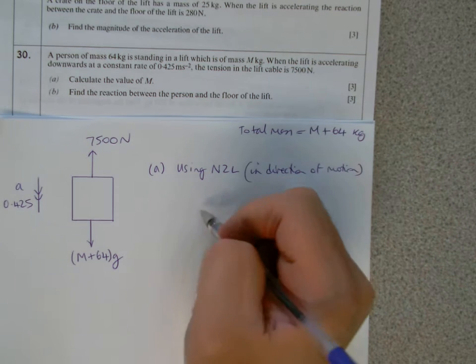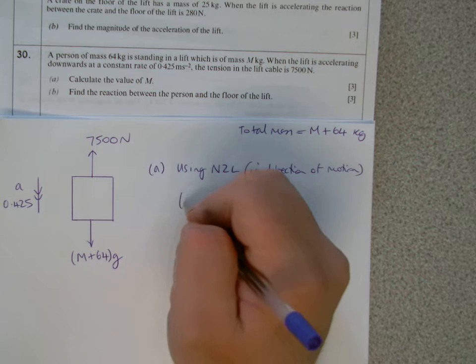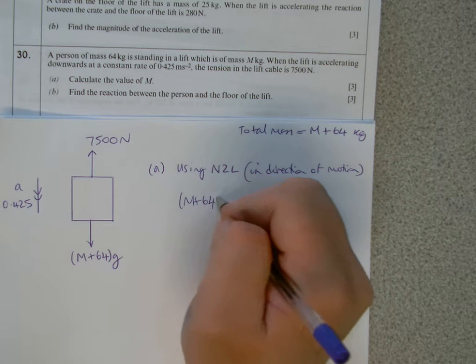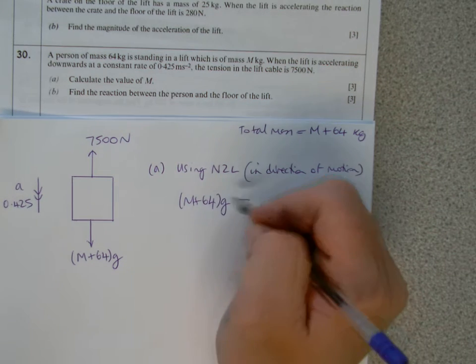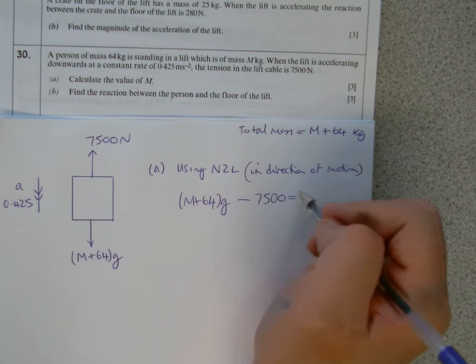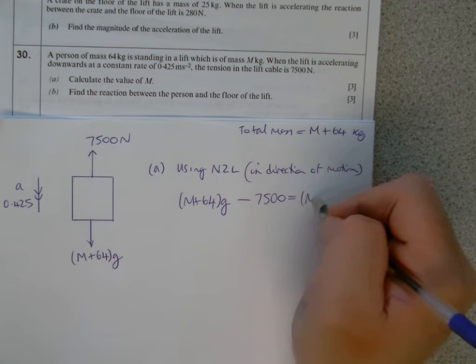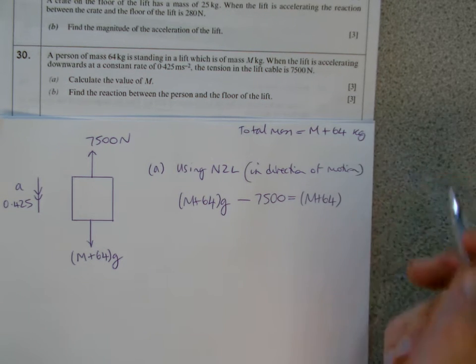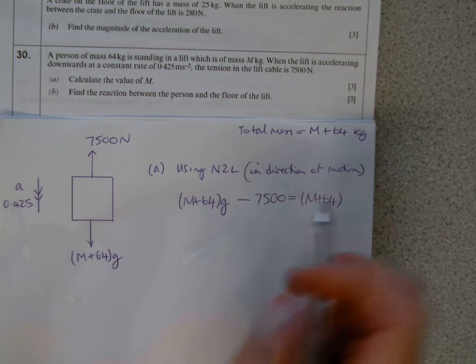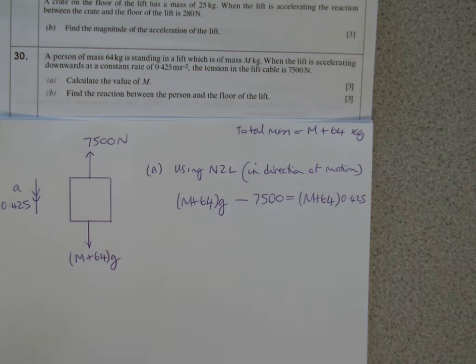Okay, so this will be the leading force, won't it? Because we're going downwards, so m plus 64 g. Take away then the tension, because it's going the opposing way, 7,500. It's sort of pulling it back, isn't it? And that will equal the mass, which is m plus 64, times the acceleration, which is 0.425. So you've got yourself an equation here, which will enable us to work out m.